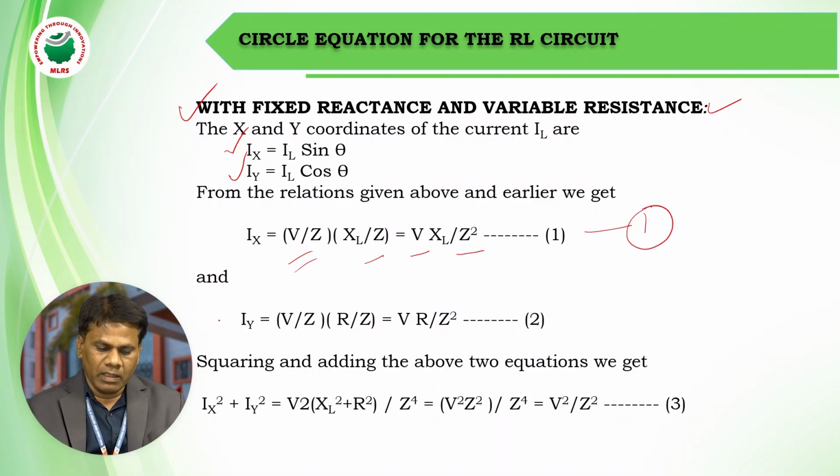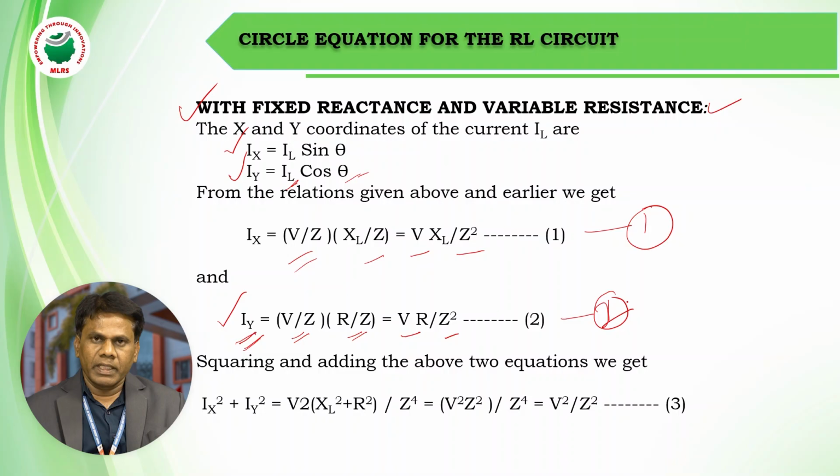Similarly, by substituting the above equations, the Y component of the RLC series circuit is given by V by Z times R by Z, where IL is V by Z and cos theta is R by Z. So the Y component of the current phasor is given by V R by Z square. Let us consider this as equation 2.